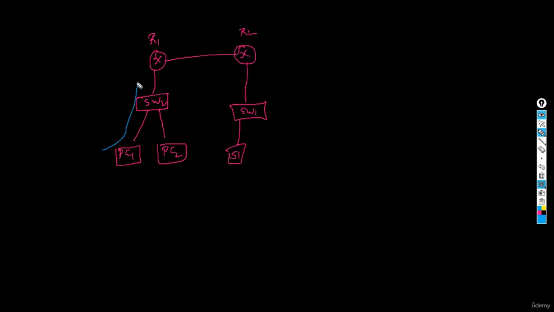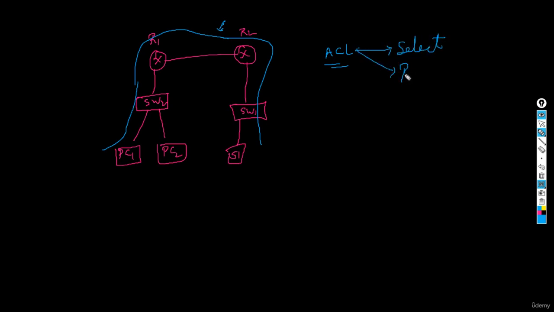So the traffic will flow in this way. It will go from PC1 to the switch, then to R1, then to R2, then to the switch, and then to server 1. So we can select this traffic, and we can allow or block the traffic with the help of ACL. This is the key point we need to remember: ACL is nothing but Access Control List. We use ACL to select the traffic, to permit the traffic, or to deny the traffic.